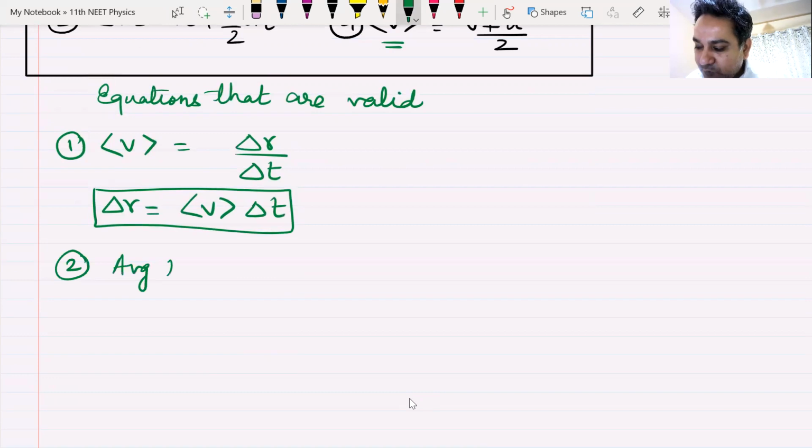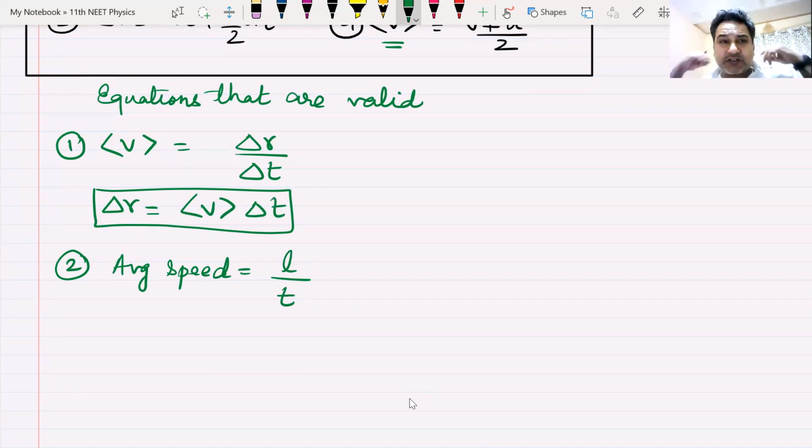Average speed. We are doing an entire revision of the entire chapter today. What was the definition of average speed? Average speed was total distance divided by total time. That equation is still valid because it was the definition of average speed.